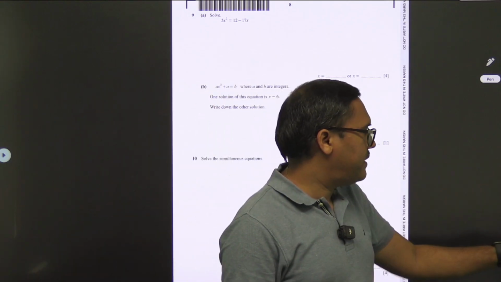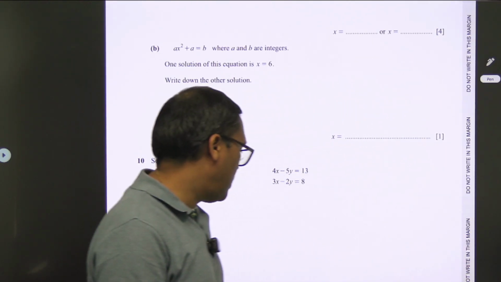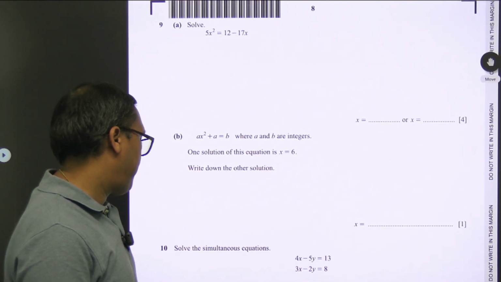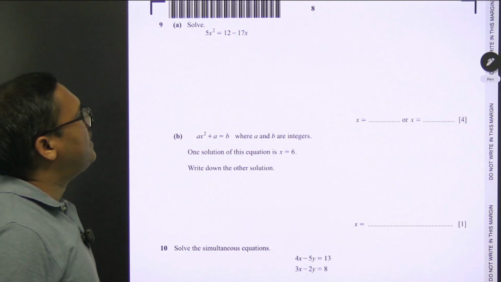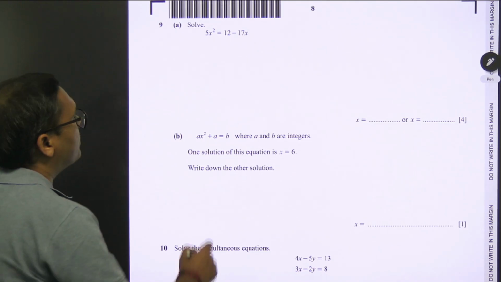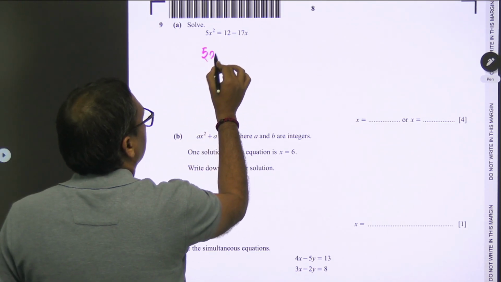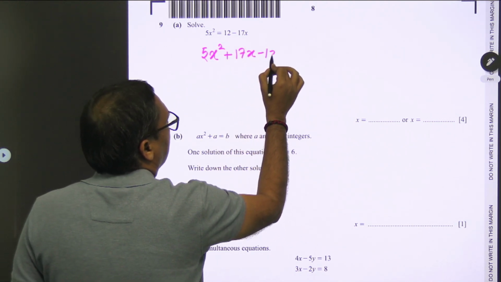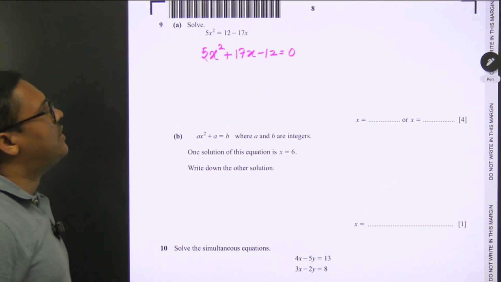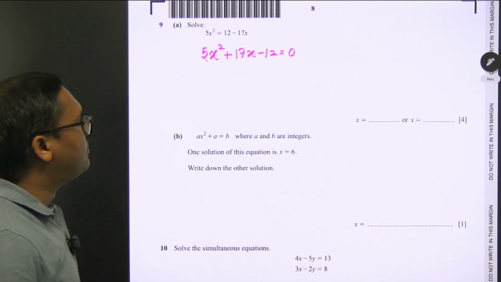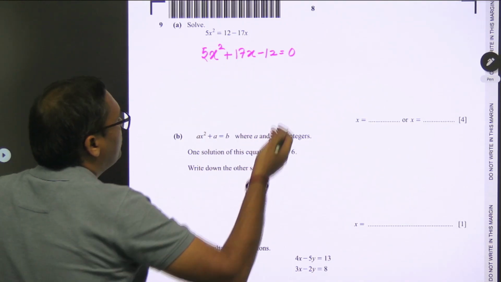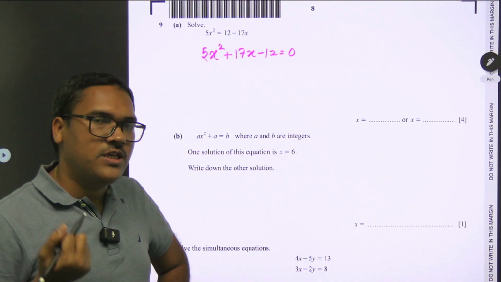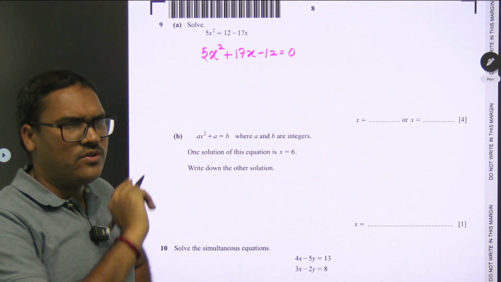So here in the next question, you have to solve the equation 5x square equal to 12 minus 17x. This is a quadratic equation. This is 5x square plus 17x minus 12 equal to 0. This is how we can arrange this. Now, if you want to solve this question, you can use the quadratic formula. x is equal to minus b plus minus root of b square minus 4ac upon 2a, that formula which is given on the first page also.